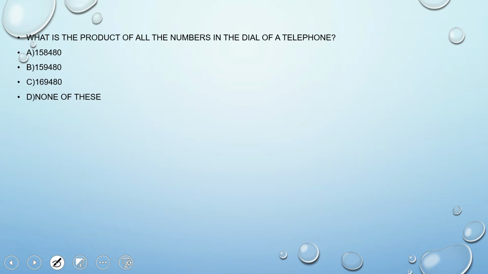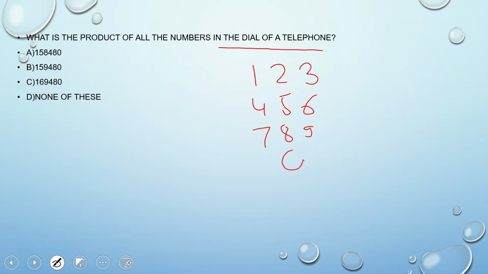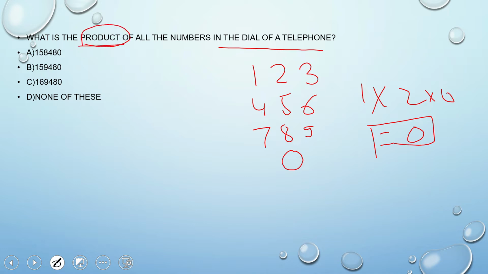In this question, you have to remember one thing, that in the dial of a telephone we have 1, 2, 3, 4, 5, 6, 7, 8, and 9. And don't forget that there is also a number 0. So if you multiply anything with 0, the product is always 0. In the question, what is that product? So if you multiply anything with 0, the resultant will always be 0.